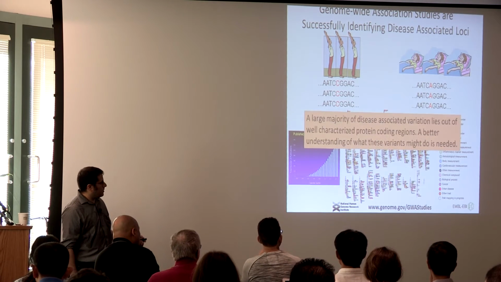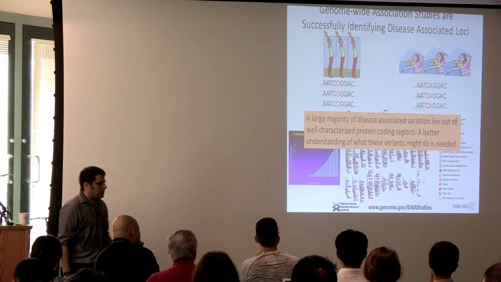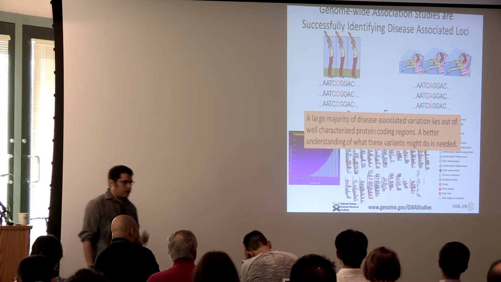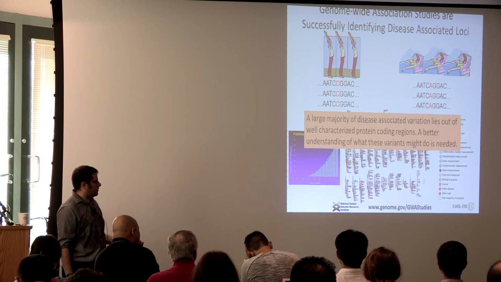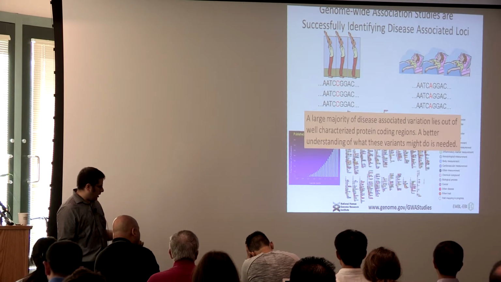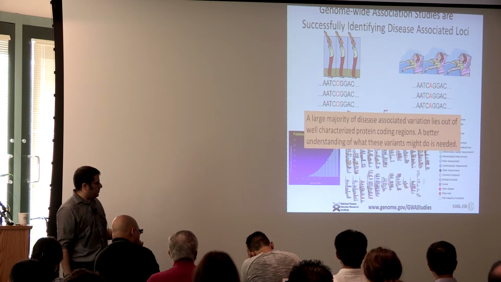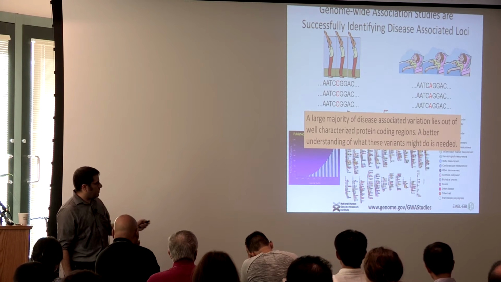And there have now been thousands of locations across the genome associated with various types of diseases. But a vast majority of these locations fall outside of the well-understood protein coding regions, by some estimates around 80%. So it becomes a question, can we start interpreting these?